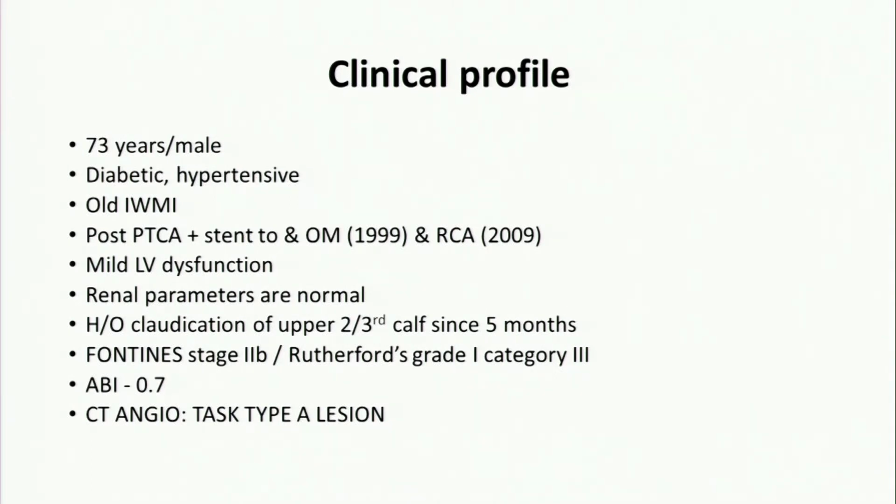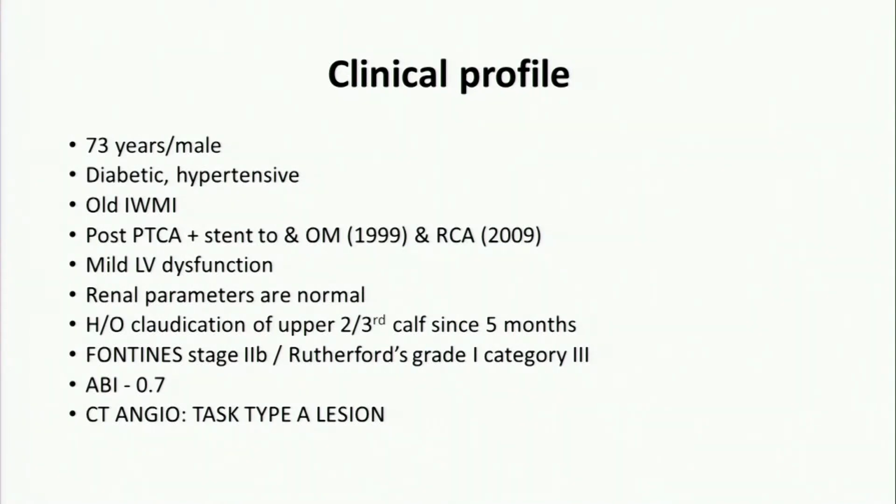Good morning. We have a 73-year-old gentleman, diabetic and hypertensive. He had an old inferior wall MI for which he had a PTCA and stenting to OM in 1999, and then again PTCA stenting to RCA in 2009. He has mild LV dysfunction. Renal parameters are normal. He has history of claudication of the upper two-thirds of calf since last 5 months.